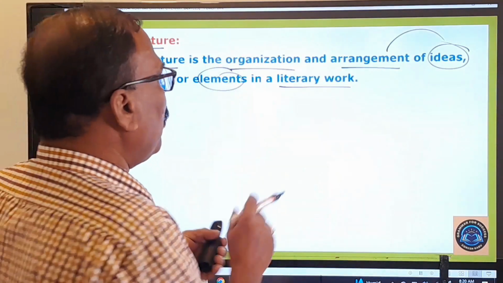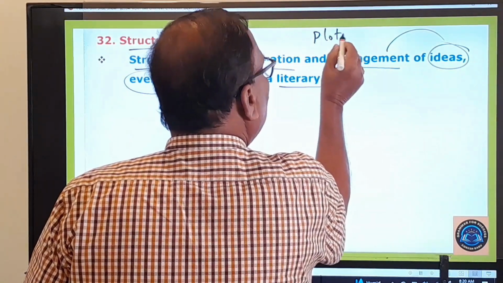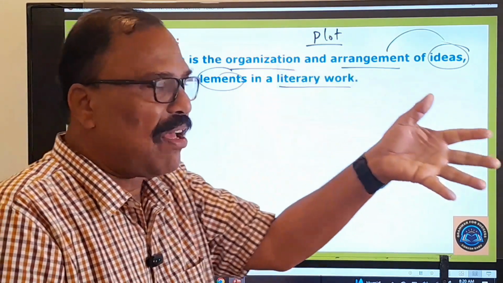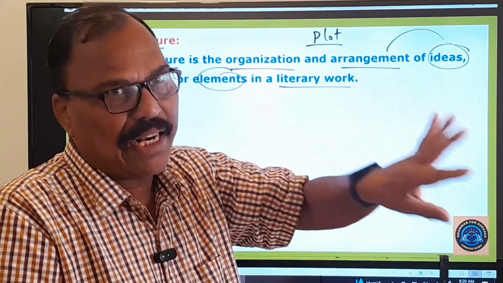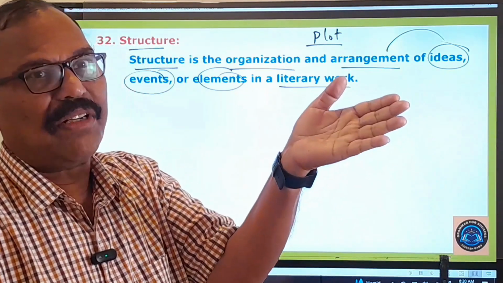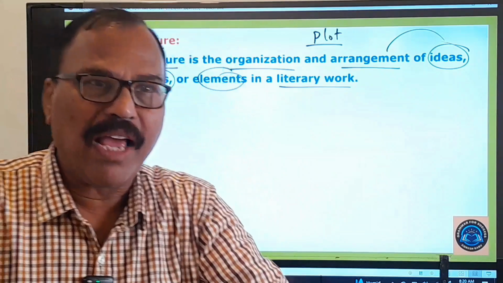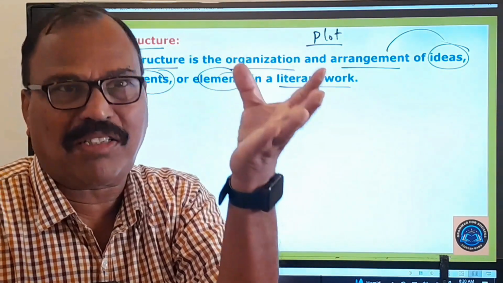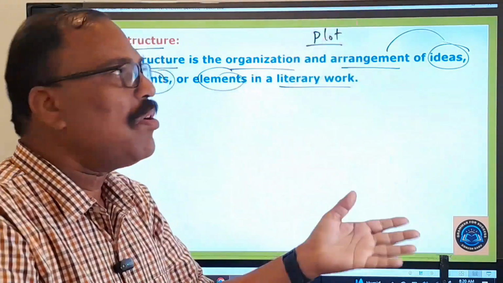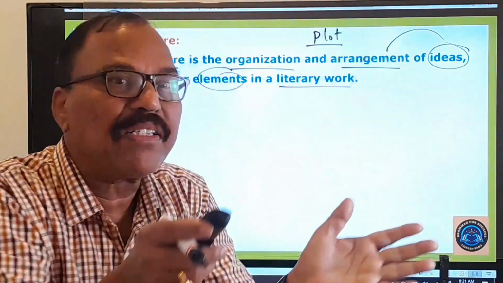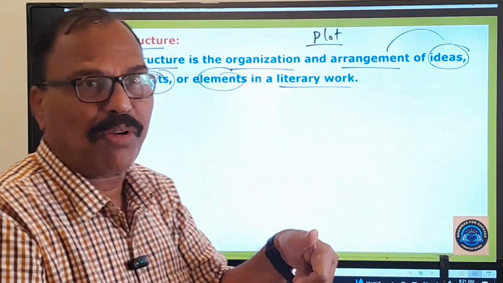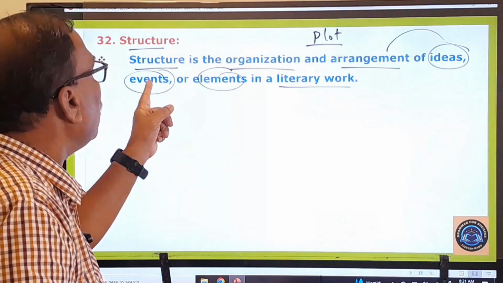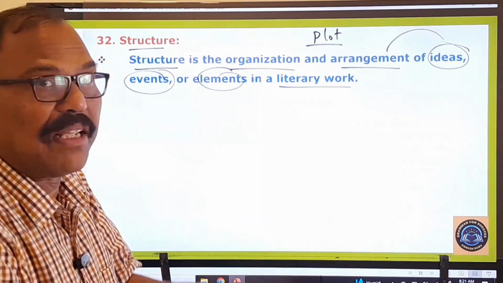So you know very well about the plot. So what is this plot? It is also a systematic arrangement of events. Okay, first introduction of the theme and characters. Next rising action. Next climax. Next falling action. Next, what is that, conclusion. So that is all about plot. Plot is also the systematic arrangement of events of that story. So that's very important. But here it is the systematic arrangement of ideas. It is a systematic arrangement of events and other elements in a literary work.